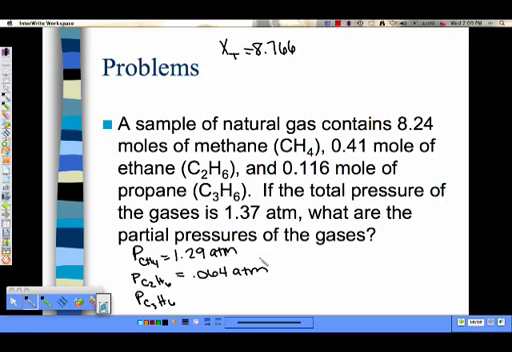And last one, propane, 0.116 divided by 8.766, I get a 0.018 atm. So that's all of my partial pressures. Again, when you add them up, it should equal 1.37. So you can check yourself there.